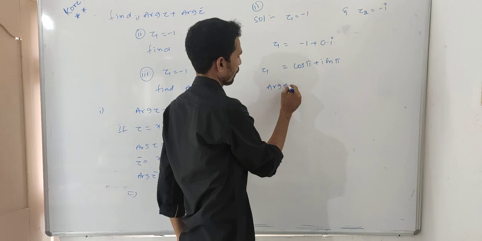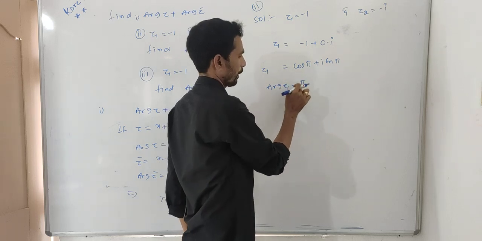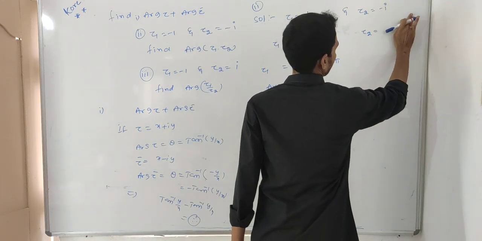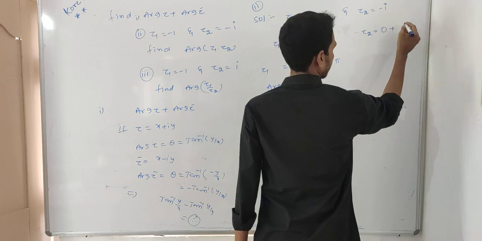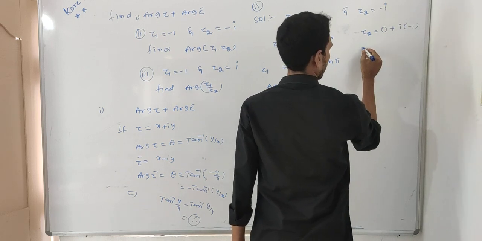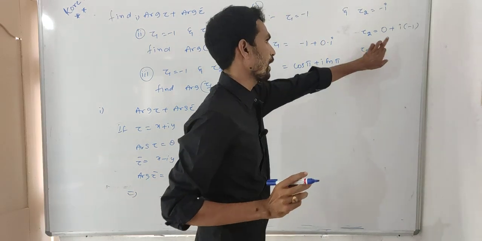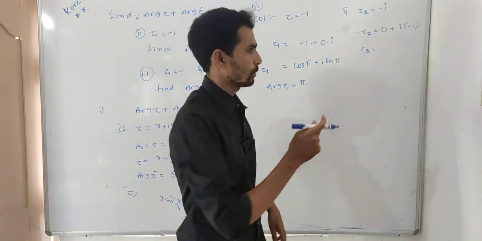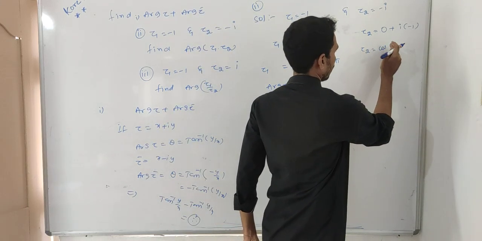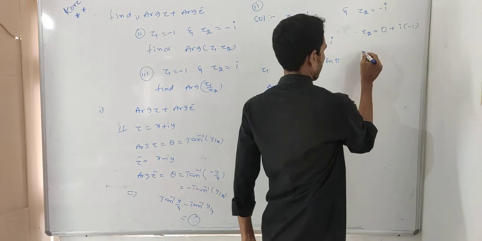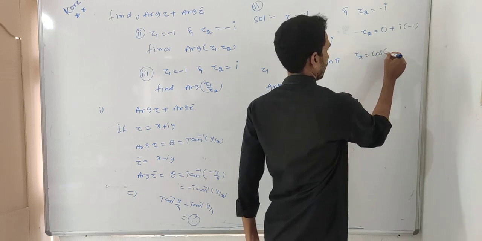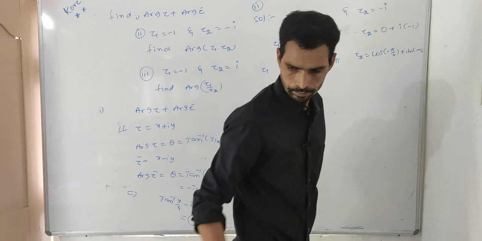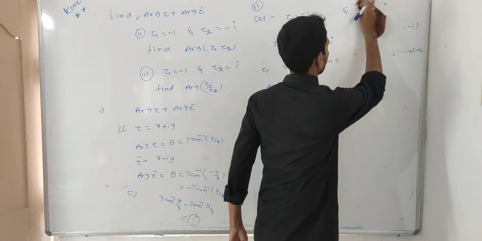What is the arg Z1? Arg Z1 is equal to pi. Beta value pi, that's arg Z1 is pi. Similarly, what is Z2? Z2 can be written as 0 plus I into minus 1. So what do you want? Cos value is 0, sin value is minus 1. Cos value 0 means cos pi by 2. So indirectly it can be written as Z2 is equal to cos of minus pi by 2 plus I into sin of minus pi by 2. I have no space, that's why I'm writing here.